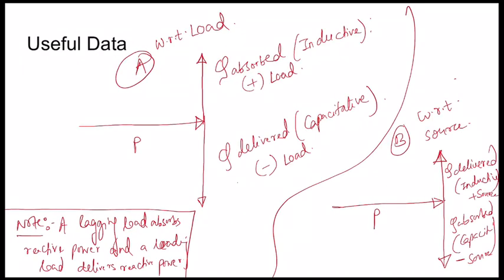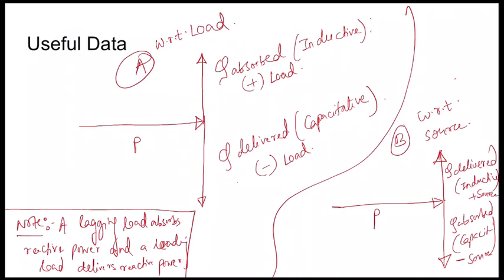So now coming to the useful data, you know that with respect to load, if a load is of lagging nature, then it is inductive dominant, and it absorbs reactive power, that is it needs reactive power. With respect to load, if something is absorbed, it is positive, and if the load is delivering back to the source, then with respect to the load it is delivering negative reactive power.